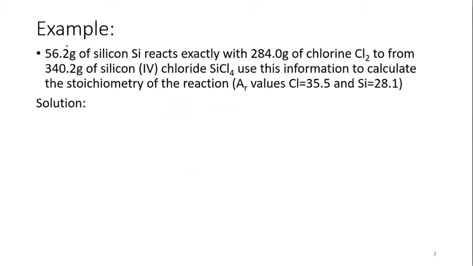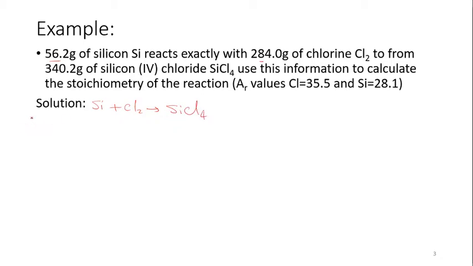Let's take an example. If I have 56.2 grams of silicon that reacts with 284 grams of chlorine to give me 340.2 grams of silicon tetrachloride, use this information to calculate the stoichiometry of the reaction. So the first step would be writing down the chemical equation. So I have silicon reacting with chlorine to give me silicon tetrachloride.